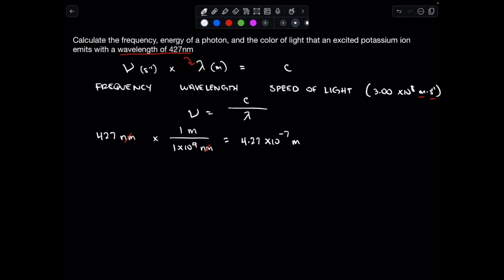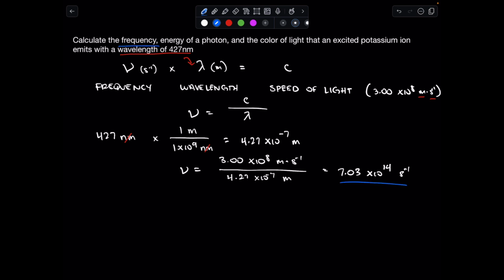Now we can plug this into our equation, where nu is equal to the speed of light, 3.00 times 10 to the 8 meters per second, divided by our new wavelength, 4.27 times 10 to the negative 7 meters. And this is going to come out to 7.03 times 10 to the 14 per second. So now we've been able to solve for this first part, which is the frequency. Now let's move on to the energy of a photon.